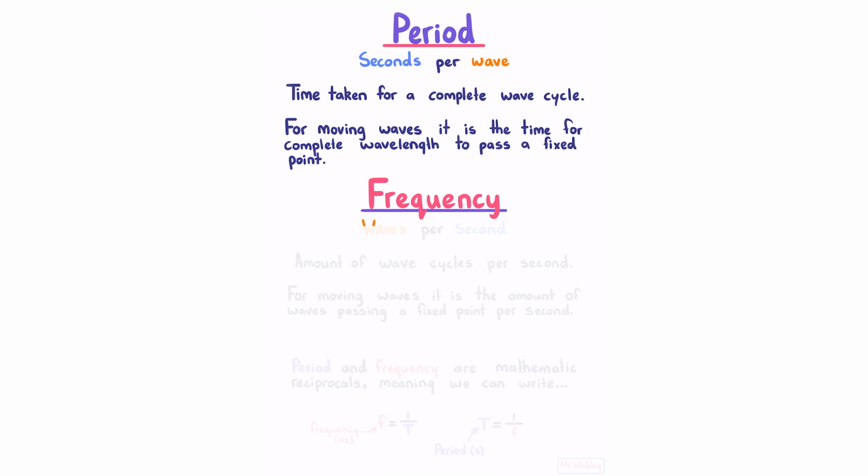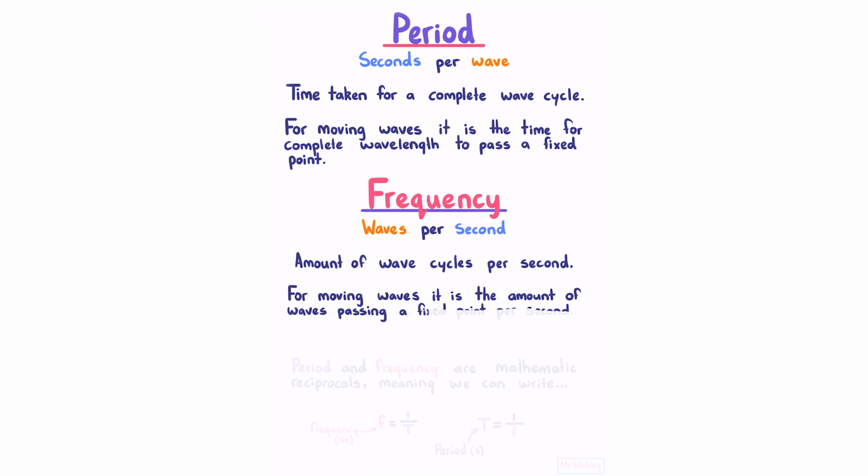Frequency is the amount of waves per second. Specifically, it is the amount of wave cycles per second. And for moving waves, it is the amount of waves passing a fixed point per second. And so if you're once again standing at the beach in shallow water, and you found that half of a wave passed you per second, then your frequency would be 0.5.